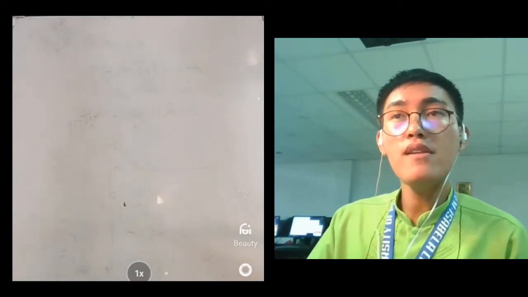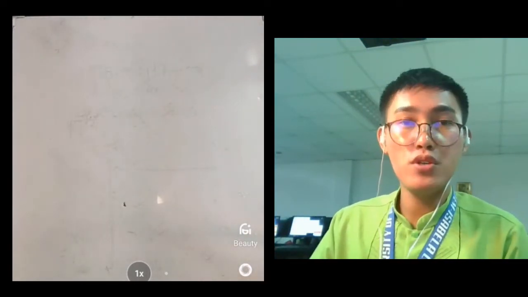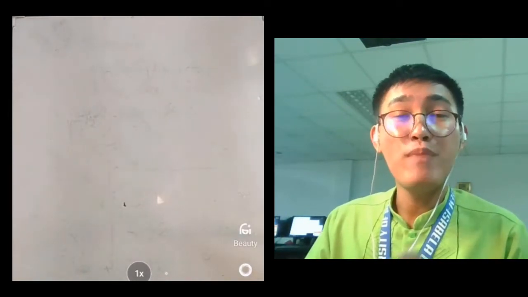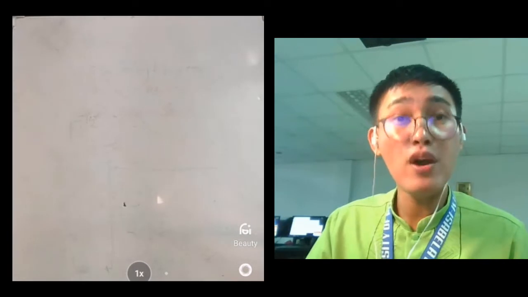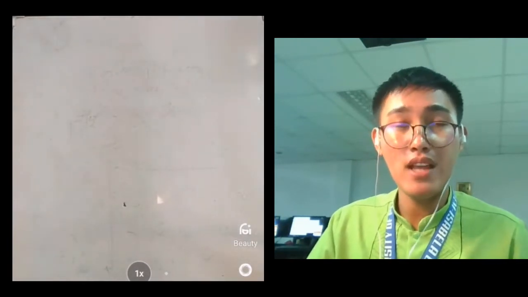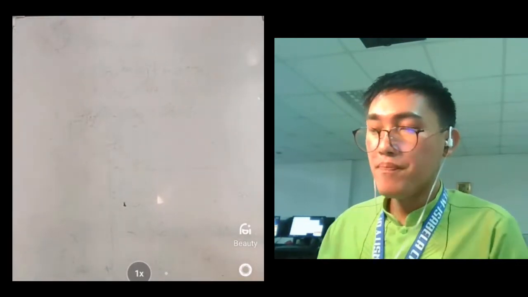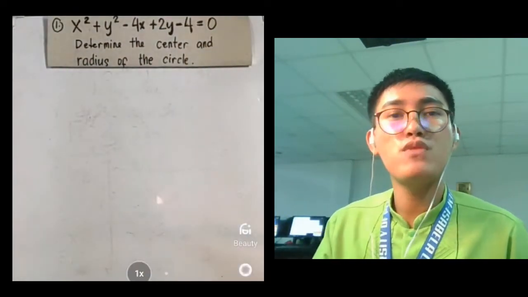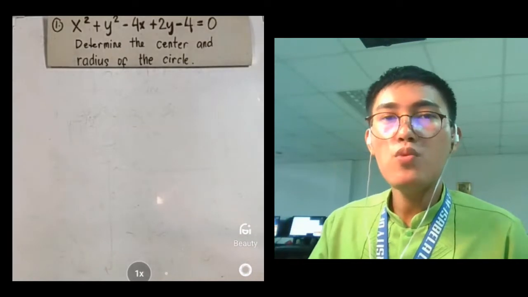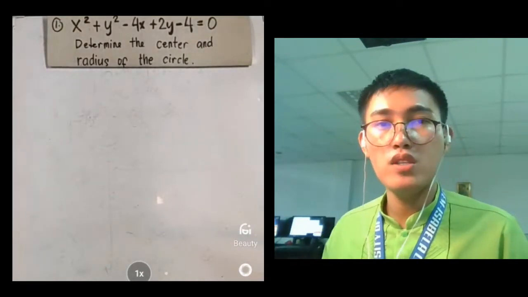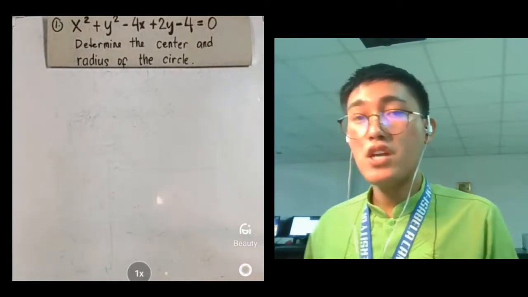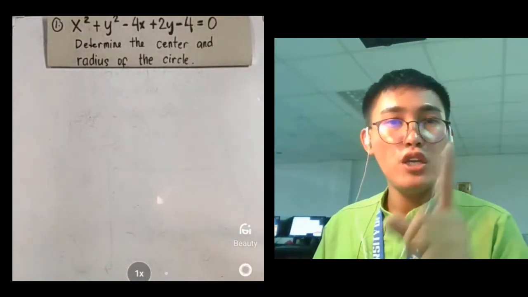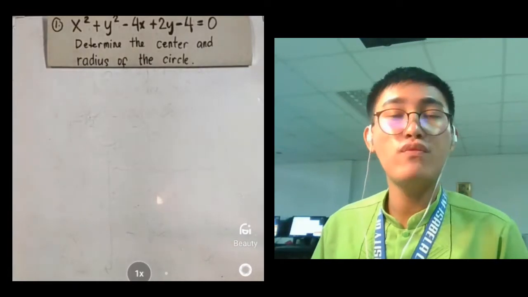So in our e-learning, there is a step-by-step procedure there, but I have created my own step-by-step procedure for you to better understand the topic. And I hope that you understand really what the topic is all about. Here, we have an example: x squared plus y squared minus 4x plus 2y minus 4 is equal to 0. So that is in the general form of the circle. The question here is: determine the center and the radius of the circle.